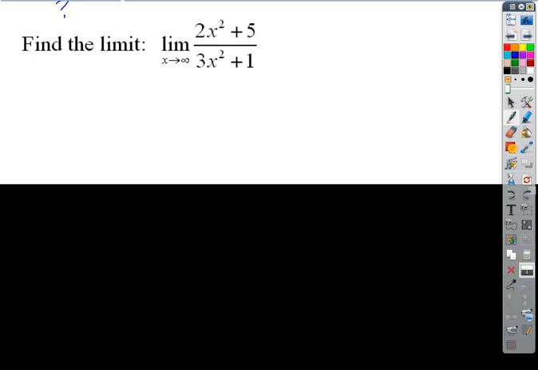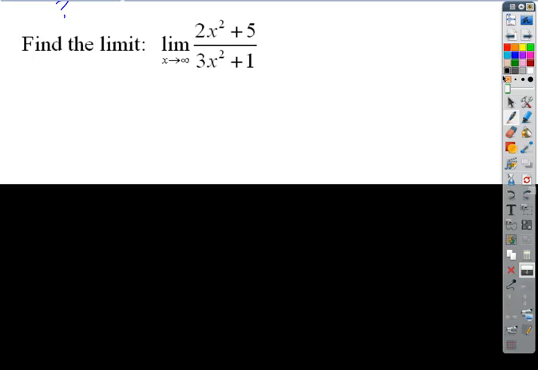Now think about what's causing the problems here. What's causing the problems is the x squared, right? In both the numerator and the denominator. It's the x squared term that's exploding. So what if we were to factor out of the top and the bottom an x squared? Well, you can do that. So what's that going to give us?